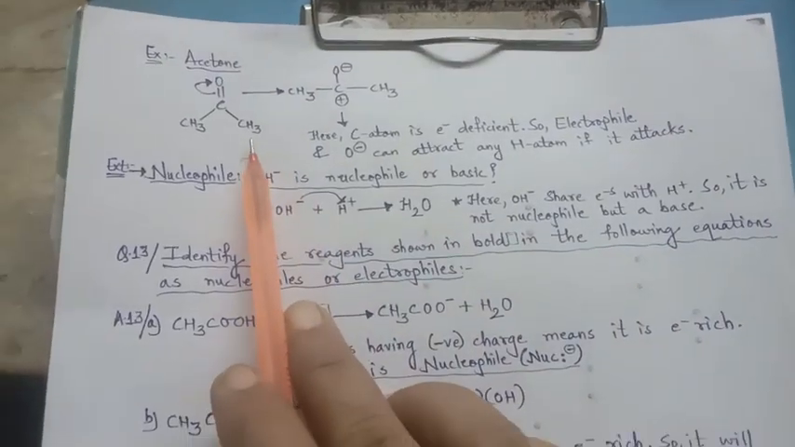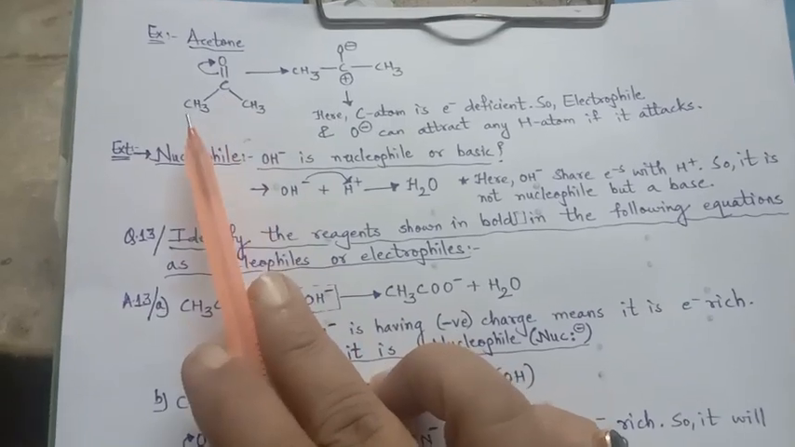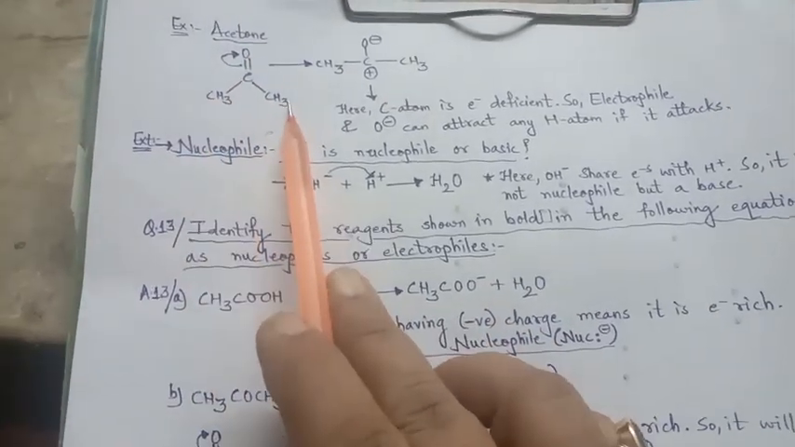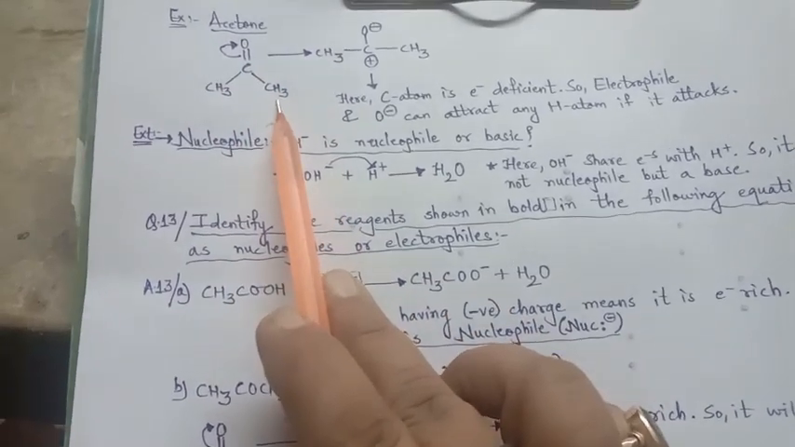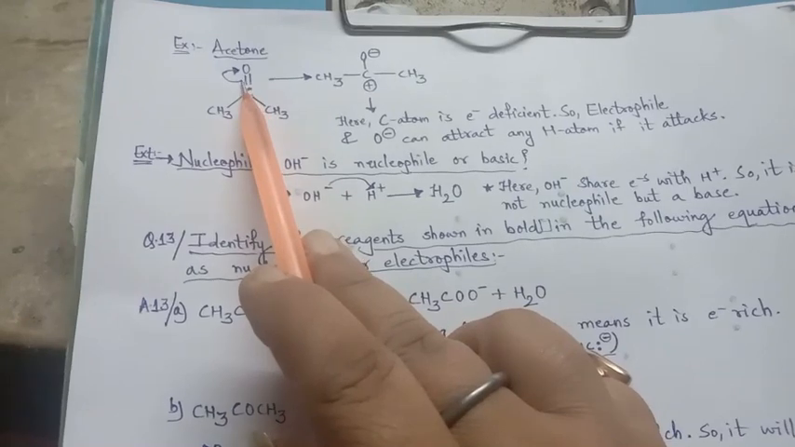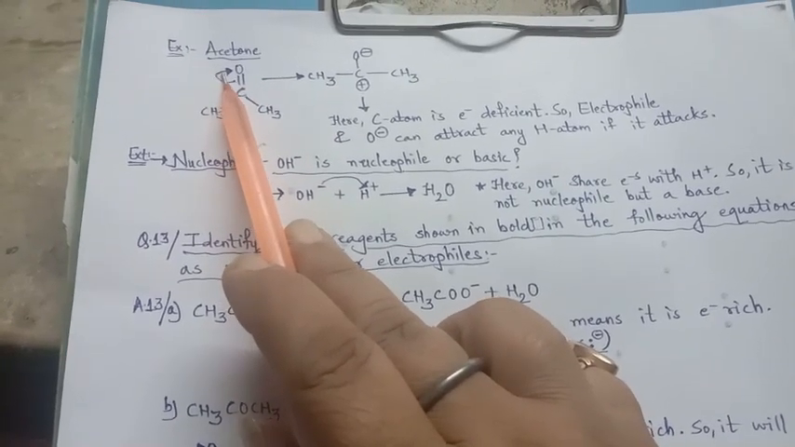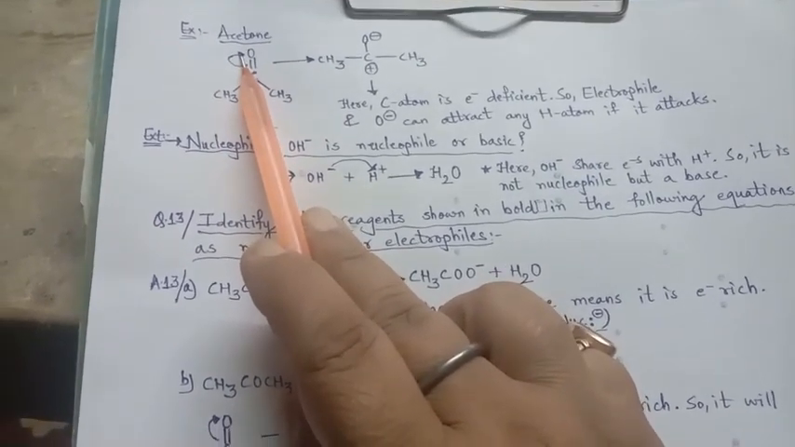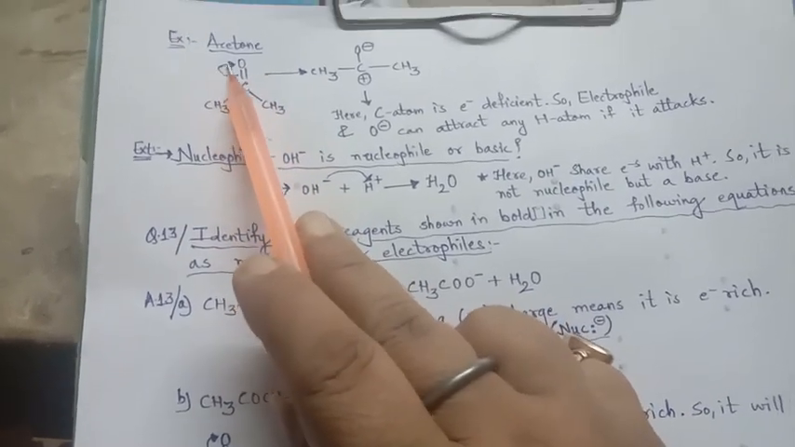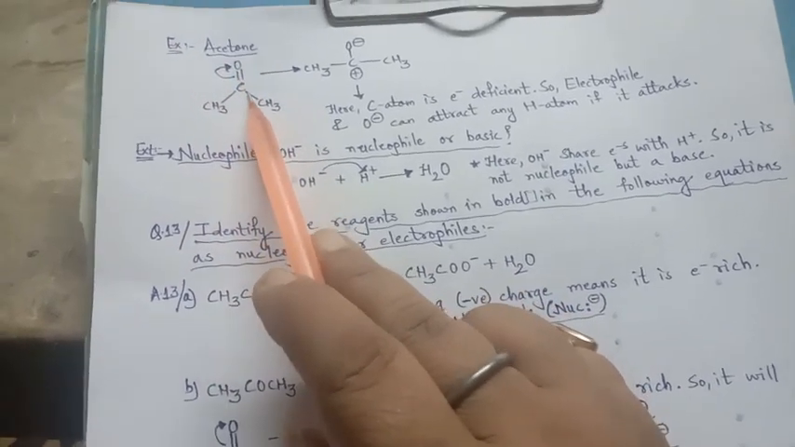One more example is over here, acetone, CH3, C double bond O, CH3, that is propanone, common name is acetone. So in acetone what takes place, this bond is giving electrons to the oxygen, or we can say oxygen is dragging the electrons, being more electronegative than carbon.